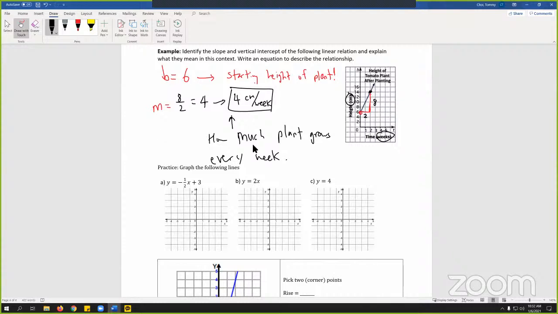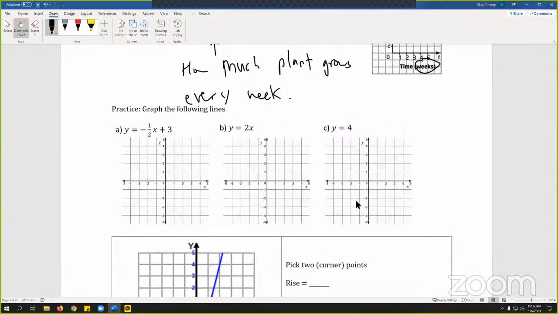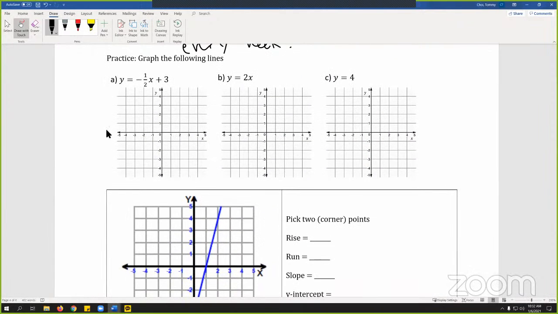So there's that one there. It looks like no one else had any other questions in particular, and I'm not going to go through all of them. I will go through one question from the first part here, graphing the following lines. Let's zoom in just a little bit so that we have a little more space to work with.